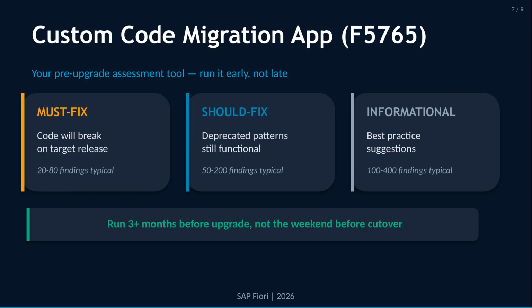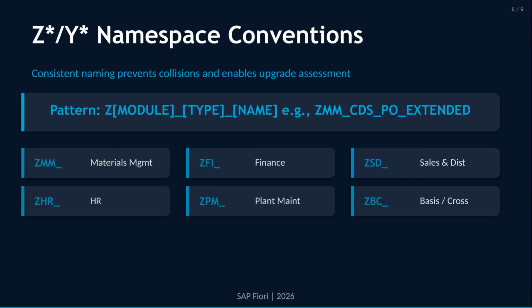The app categorizes findings into 3 buckets: must fix, your code will break; should fix, your code works but uses deprecated patterns; and informational, best practice suggestions. Focus on the must-fix category first. A typical S/4HANA upgrade generates between 50 and 500 findings, depending on your custom code volume. Teams that run this app early in the upgrade planning cycle avoid last-minute surprises.